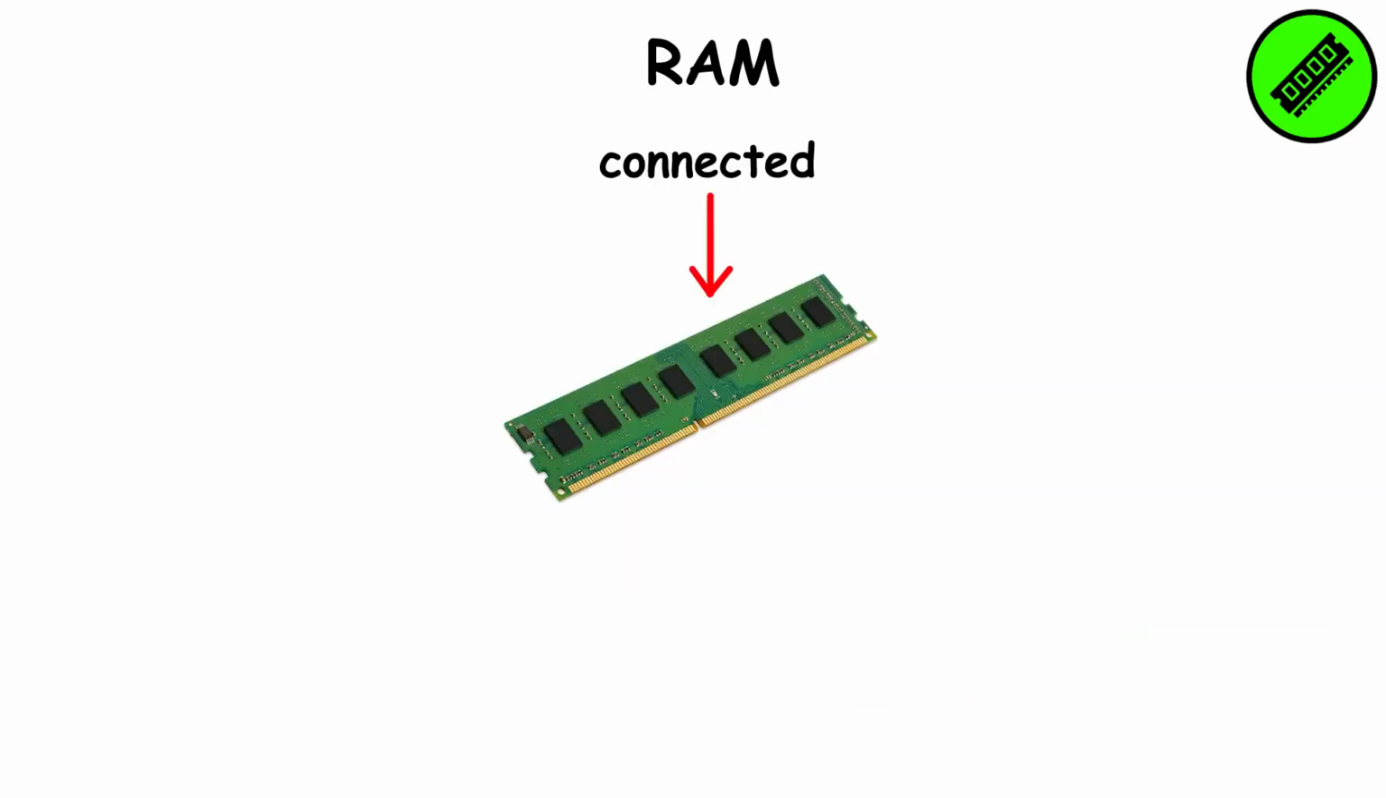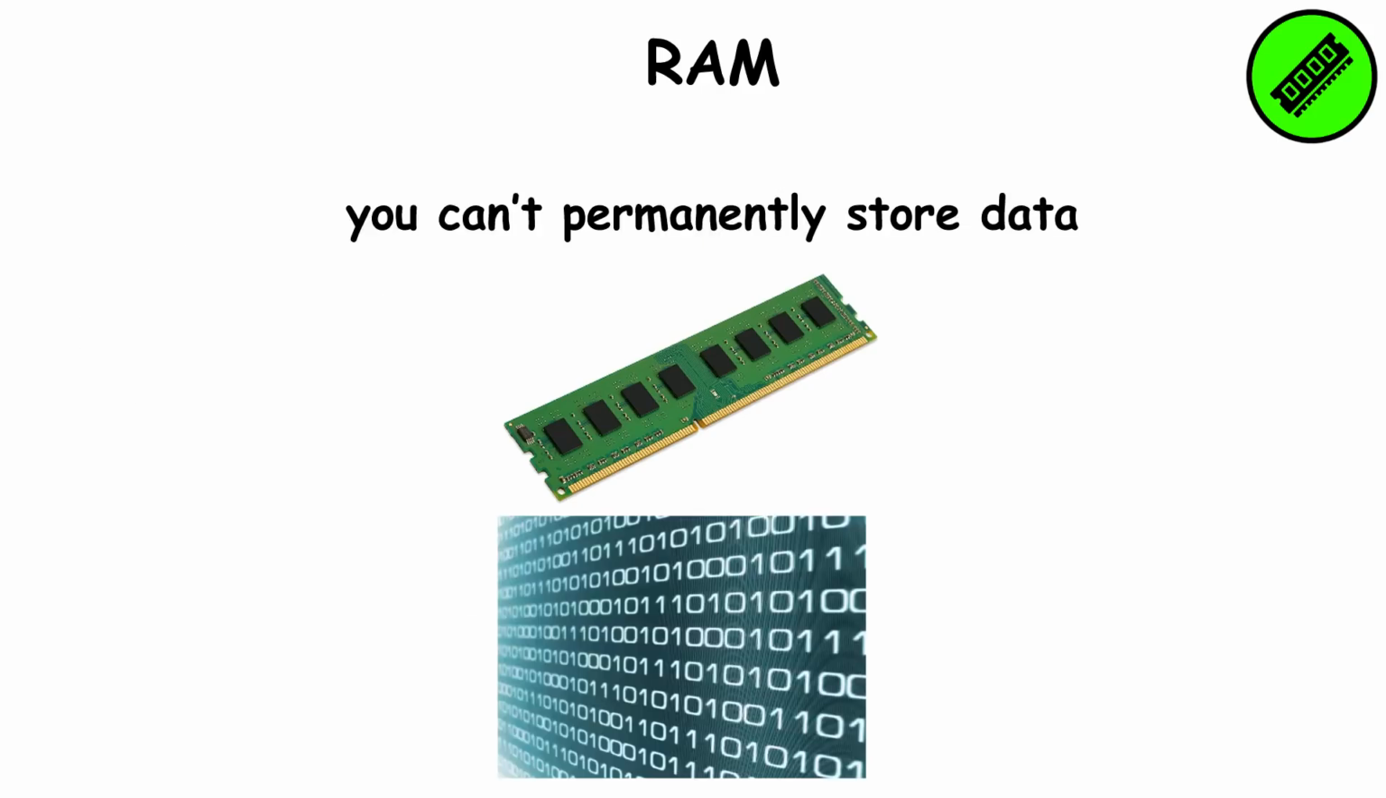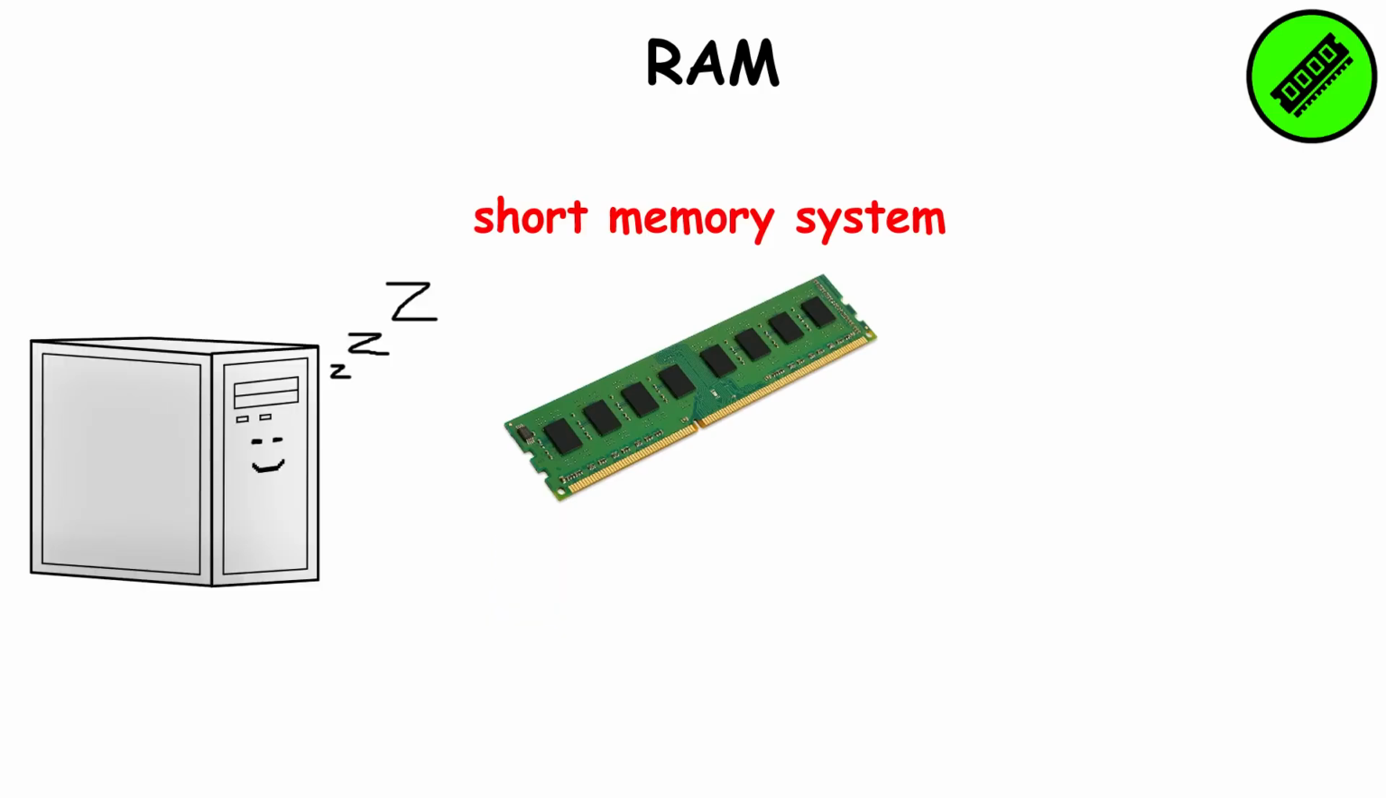The RAM is connected through a long, thin stick instead of a small wire like the hard drive. One thing to remember is that you can't permanently store data on the RAM. It's a short memory system, and every time you turn off your computer, the data on it gets wiped.